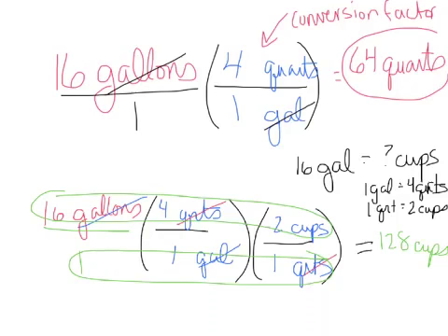So this is how we're going to begin using these ratios, that 4 quarts is the same thing as 1 gallon. Use them as conversion factors in order to be able to change the units of measurement.